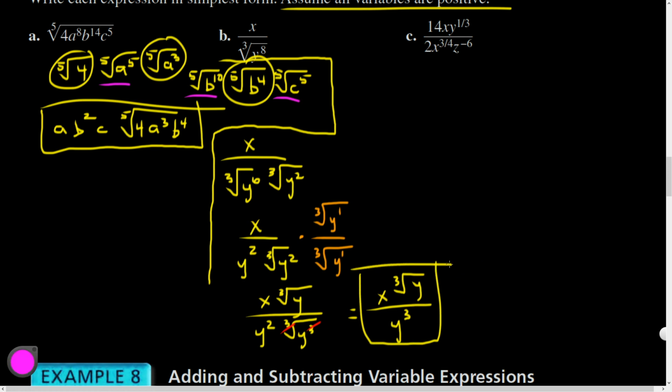And I do want to point out that you can't reduce this and this because this is inside of a radical and this is not. If they were both inside of a cubed root for some reason, then yeah, you'd be able to do your normal reducing stuff.